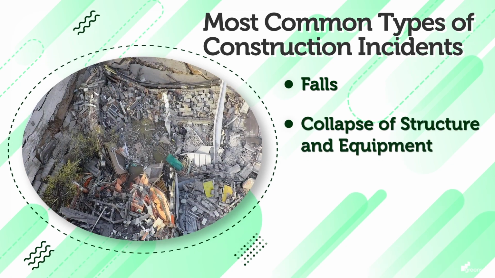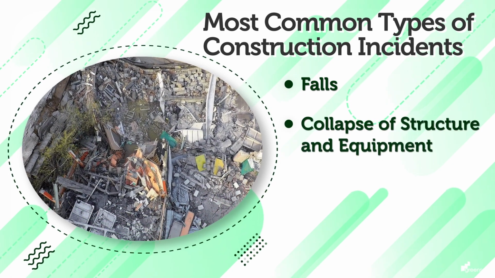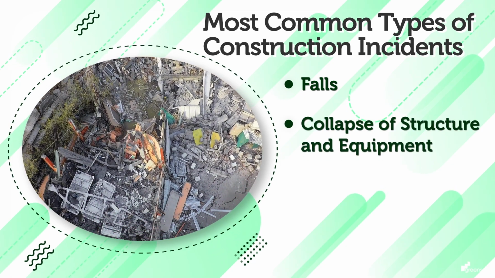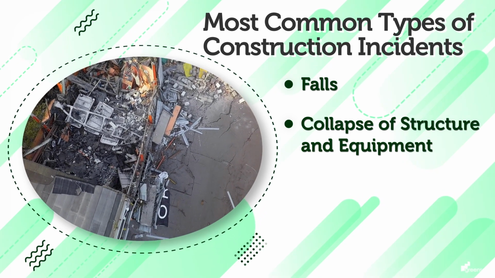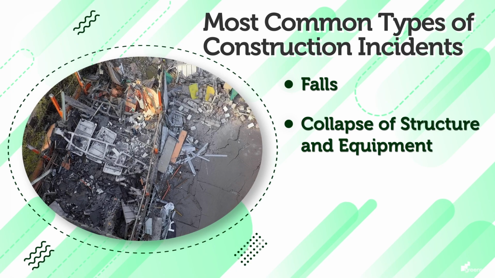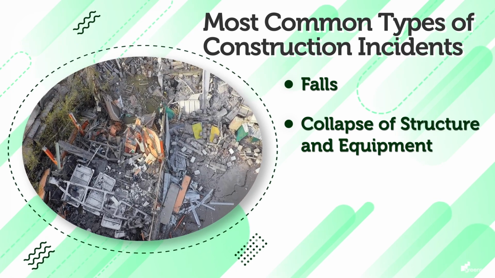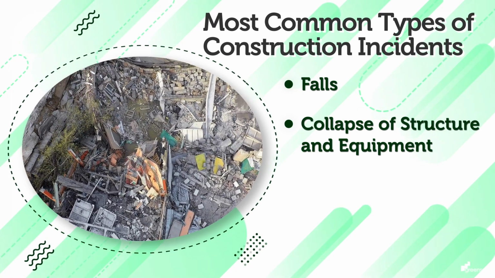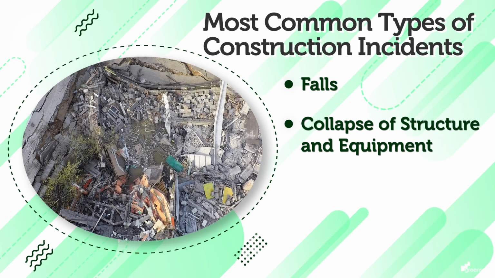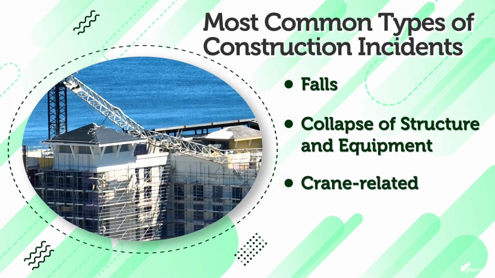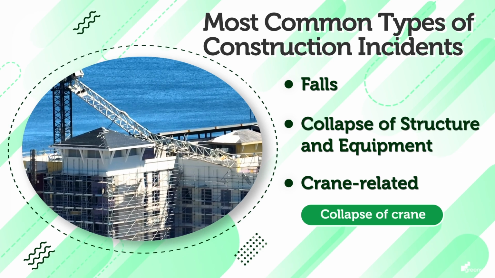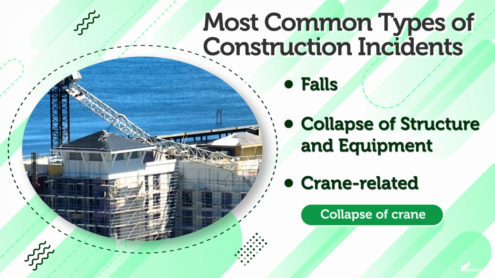The second type is a collapse or failure of structure and equipment. In this case, it is hardly ever the fault of the victim or anyone else, but rather, it is an unfortunate mishap due to the weak foundation of buildings or structures. There are also crane-related incidents which mostly revolve around the collapse of a crane.